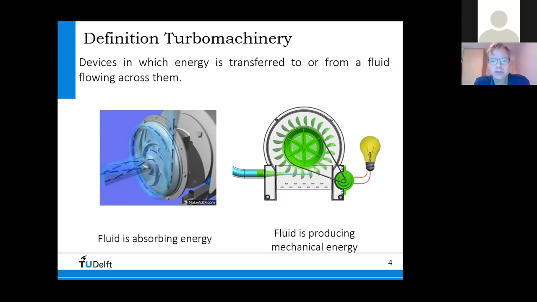The other way around, if you have a medium at a high pressure, you can extract energy from it by releasing the pressure using a turbine. So a pump is really increasing the energy of the medium, and the turbine is the other way around.